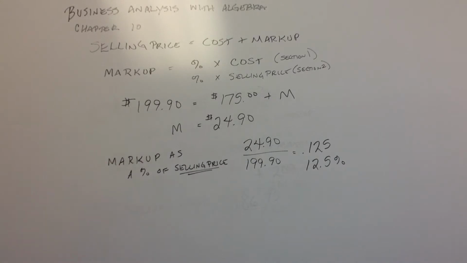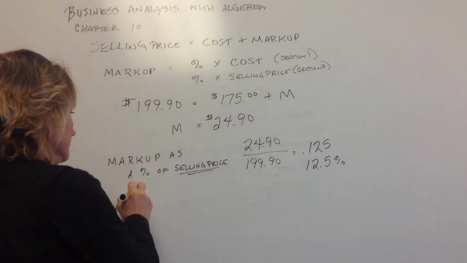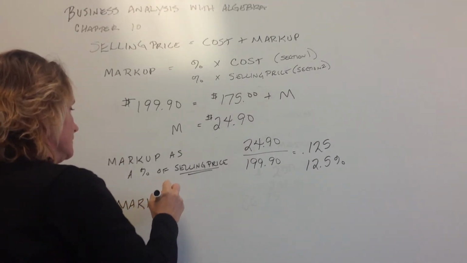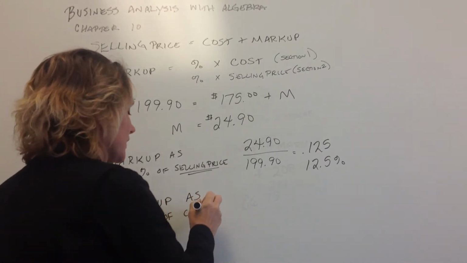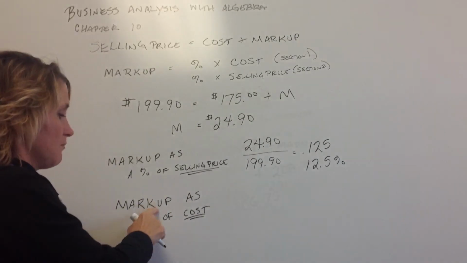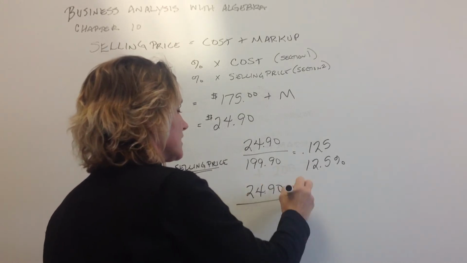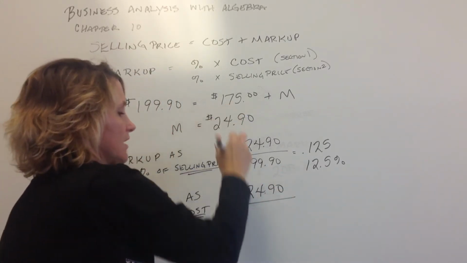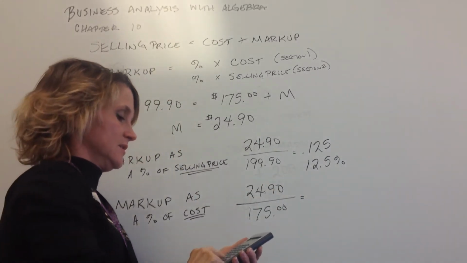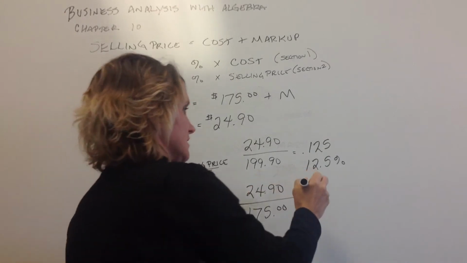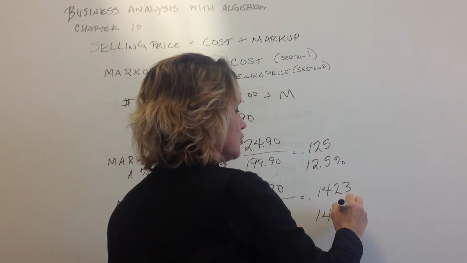Okay, then the second part says, now express that markup as a percent of our cost. So again, you read it and it's telling you what to divide by. Markup divided by cost. So your markup doesn't change. Still $24.90. Now what changes is what I divide it by. Dividing it by my cost of $175. So that gives me 0.1423 or 14.2%.